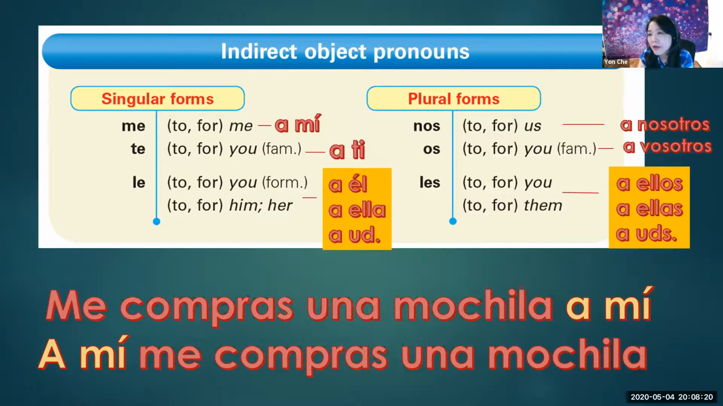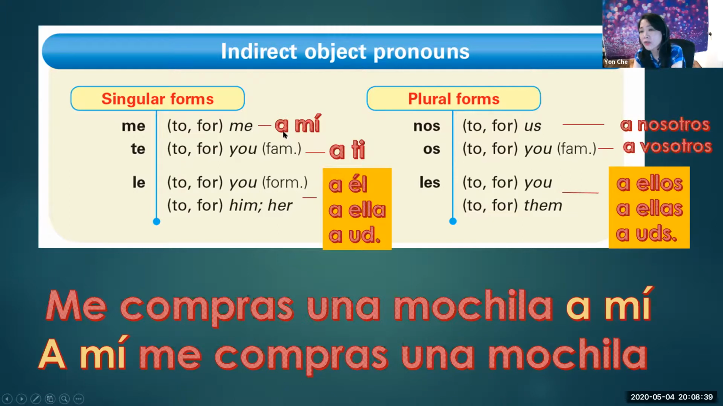Okay, and if you remember the verb gustar, we said you can say a mí me gustan los tacos, or me gustan los tacos a mí, or you can simply say me gustan los tacos. It all depends on what kind of information you want to emphasize.